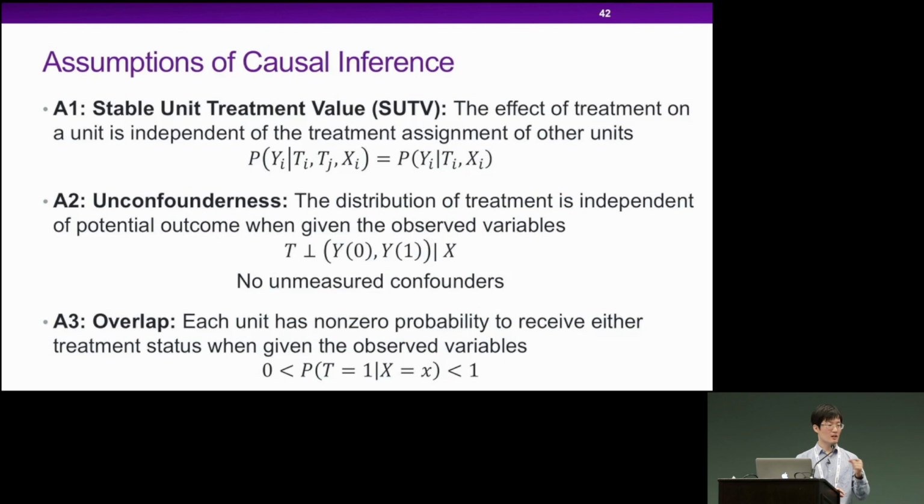Okay? So this is a quite strong assumption. And the third one is that each unit has a non-zero probability of receiving either treatment status given the observed variables. Right? This is an overlap assumption. So when these three assumptions are satisfied, we can do a correct estimation. But of course, in real applications, I would say these three assumptions are not easy to satisfy, right?